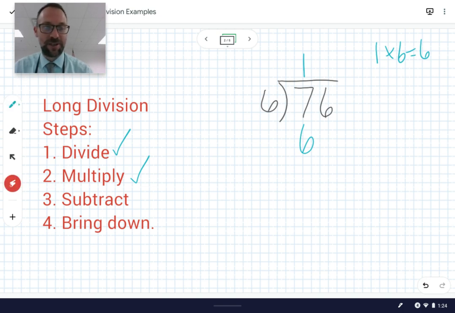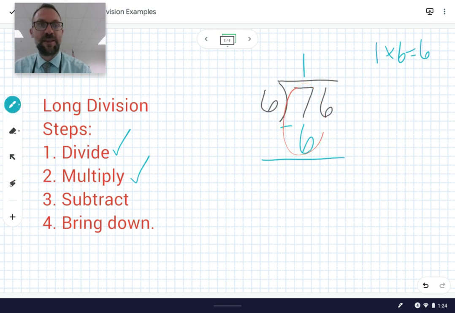Now we're going to go on to subtraction. We have to subtract away the 6 from the 7. So now we have 7 minus 6. That's 1. That takes care of the subtraction step.